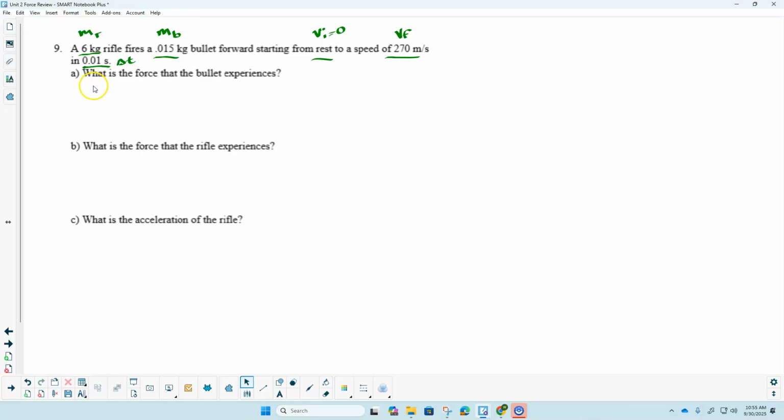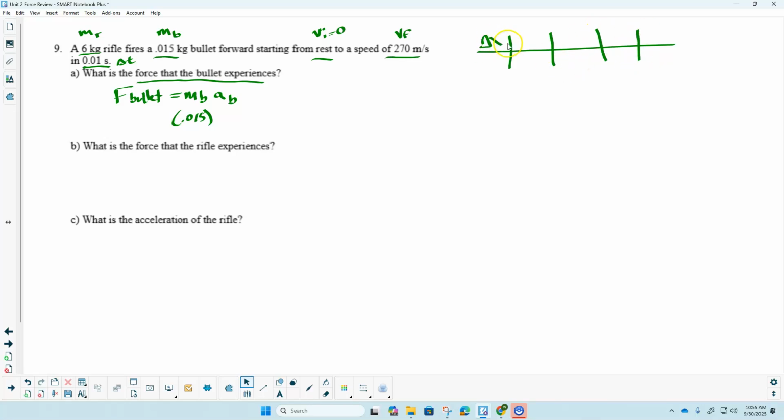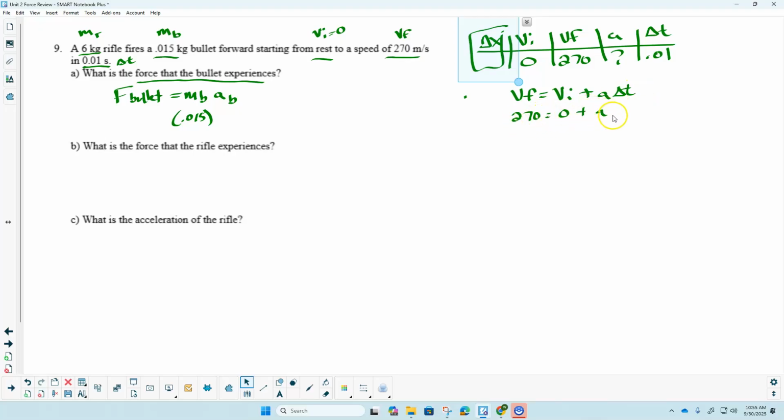We want to determine the force that the bullet experienced, so the force on the bullet. That would be the mass of the bullet times the acceleration that the bullet experiences. We know the mass of the bullet, that's 0.015. The acceleration of the bullet I need to figure out, so again, I'm just going to do kinematics: delta x, vi, vf, a, and t. So 0, it's at rest, 270 is the final, a is what I'm looking for, time is 0.01, so it's a small time. I don't care about delta x, so I want the equation without delta x. We've used this one a couple times so far today. So 270 equals 0 plus a times 0.01.